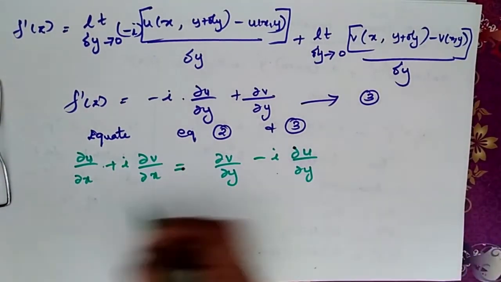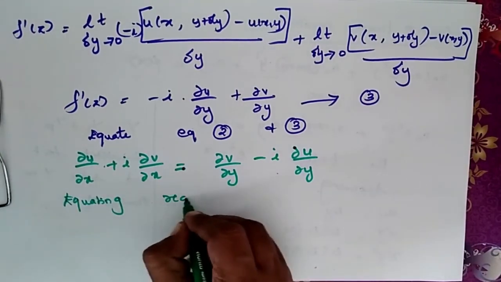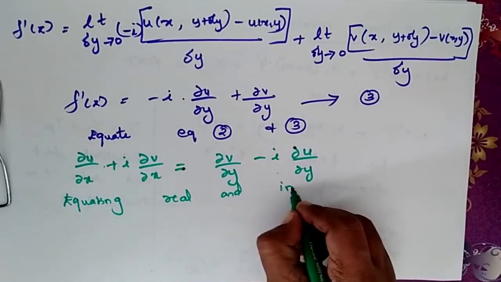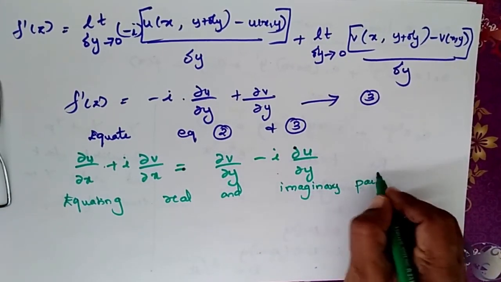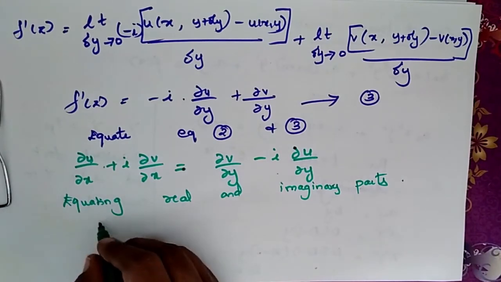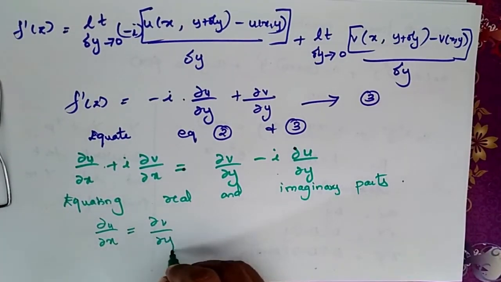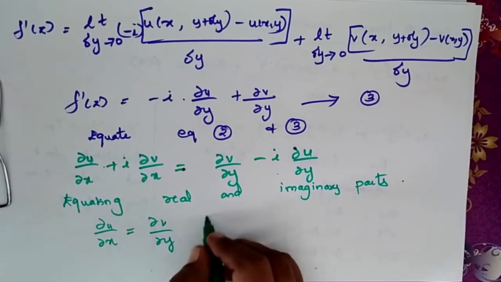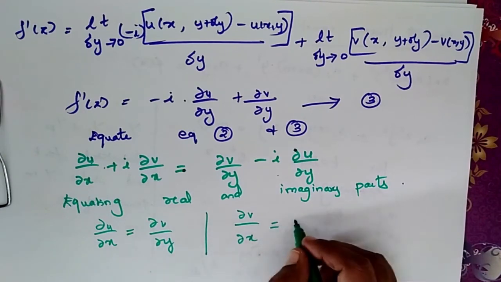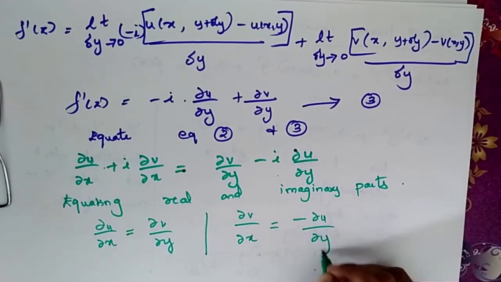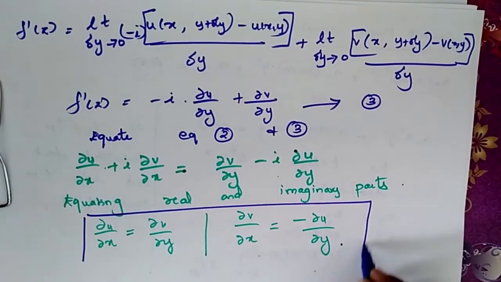Okay, so equating real and imaginary parts: equate the imaginary parts separately and the real parts separately. So we get dou u by dou x is equal to dou v by dou y. Next, the imaginary part: dou v by dou x is equal to minus dou u by dou y. So this is the needed proof.